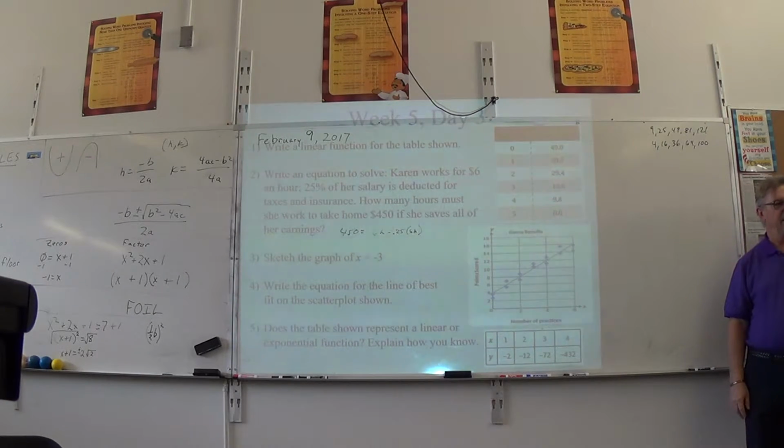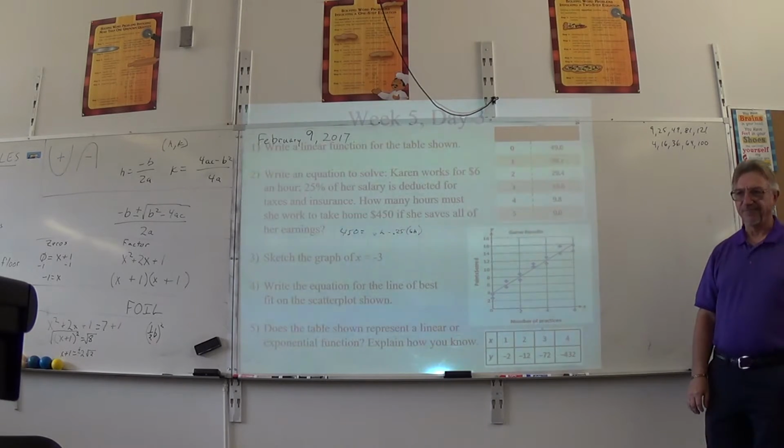Bailey, wrong. I got y equals 2x. You're wrong. What did you get? No. Zoe, what'd you get? Y equals 2x plus 4.